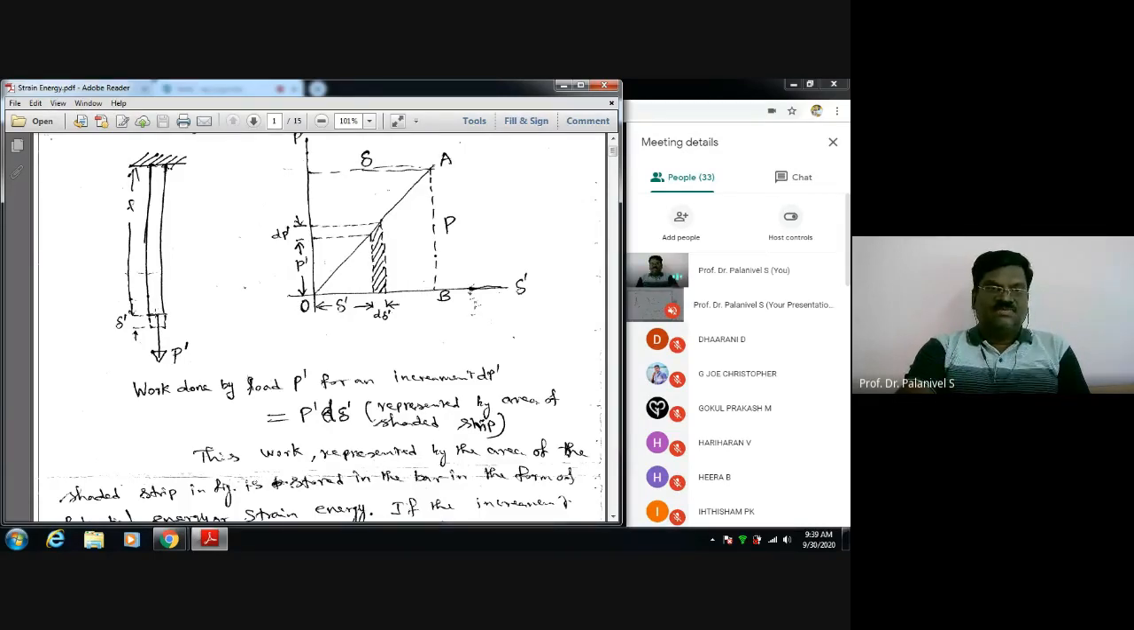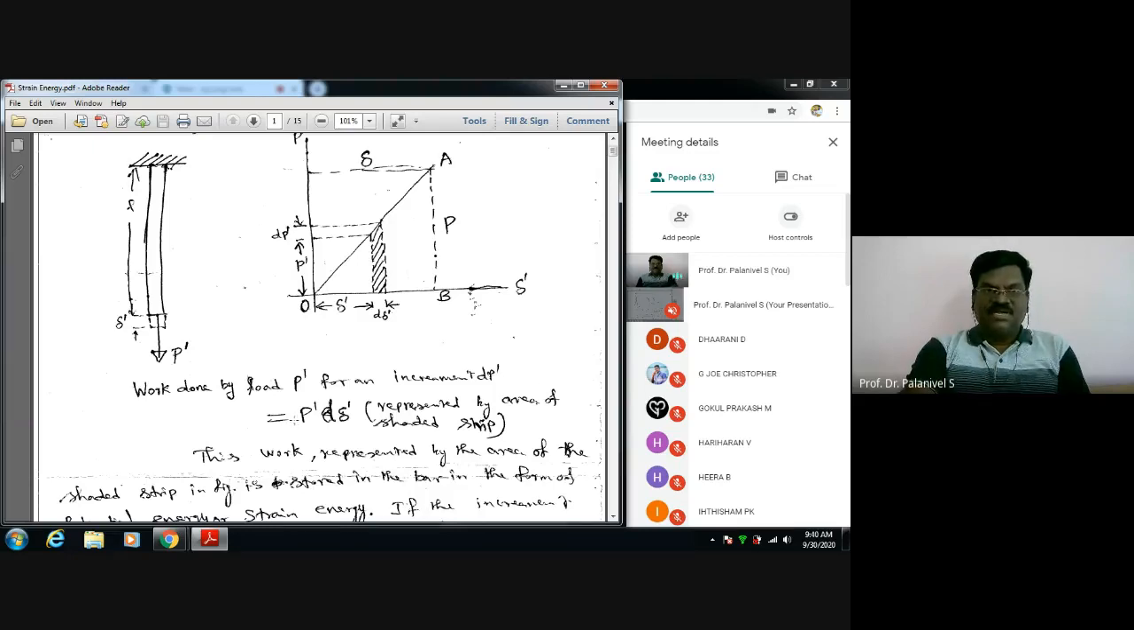Because when you pull the bar, initially you are starting with 0 force, and then gradually you are increasing the magnitude of the force, later only to achieve capital P force. At any instant, the force is P dash. So at a particular instant, the force acting on the bar is P dash, and the small increment in the deformation is say d del dash.